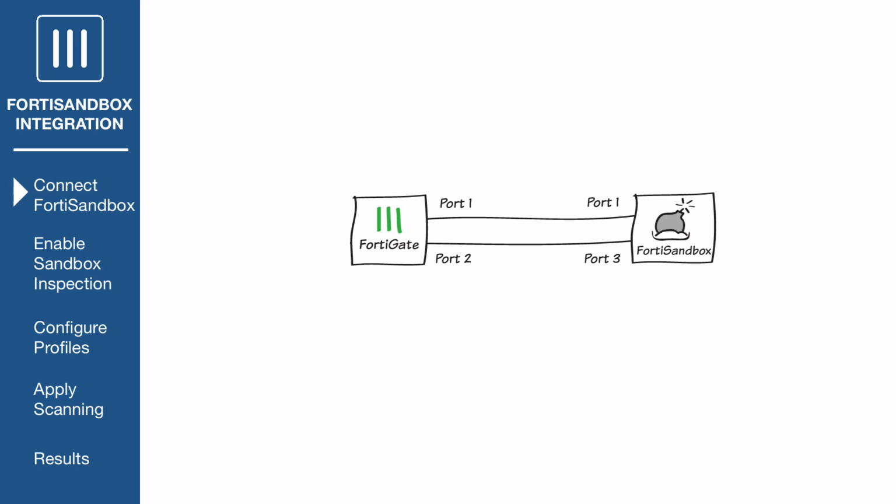Connect the FortiSandbox to your FortiGate. In this example, port 1 on the FortiGate is connected to the FortiSandbox's admin port, and port 2 on the FortiGate is connected to FortiSandbox's outgoing port. Make sure that FortiSandbox's port 1 and port 3 are on different subnets. FortiSandbox's port 3 is used for outgoing communication triggered by the execution of the files under analysis.